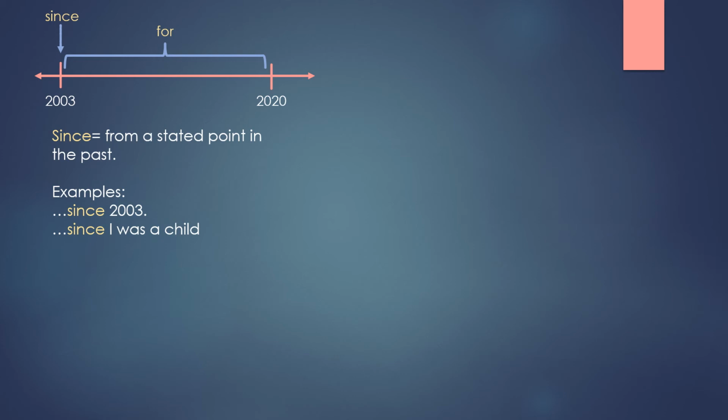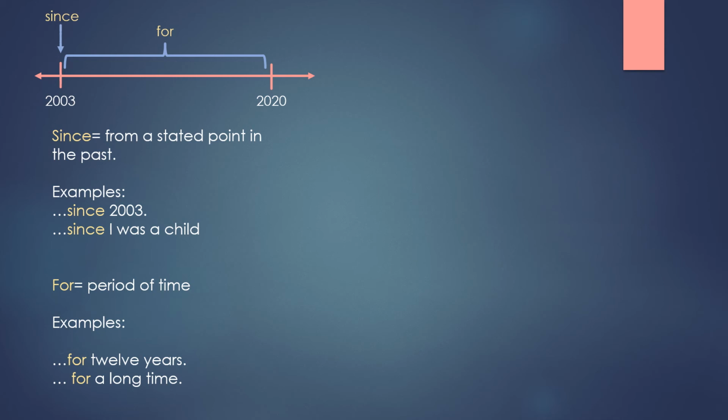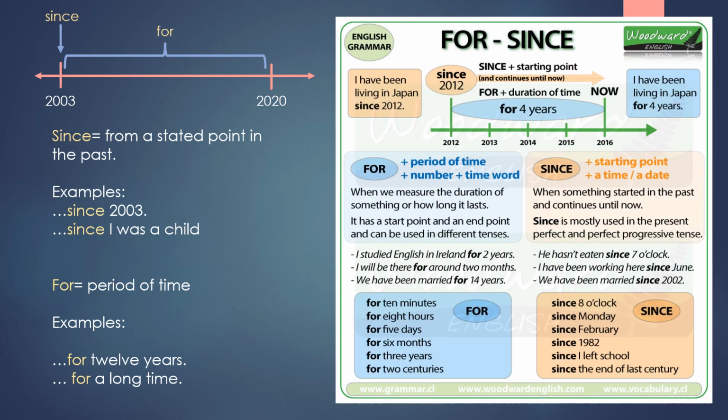So we can say that since is used from a stated point in the past, from the point of departure. Examples: since 2003 or since I was a child. We can use a year, we can use a specific event in the past. When we use for, we are talking about a period of time. So you can say, like me, for 12 years, or you can say for a long time. In this case, it's a period of time as well. We can see some other examples in this chart. And you can see also that it can be used with present perfect or sometimes with other tenses.